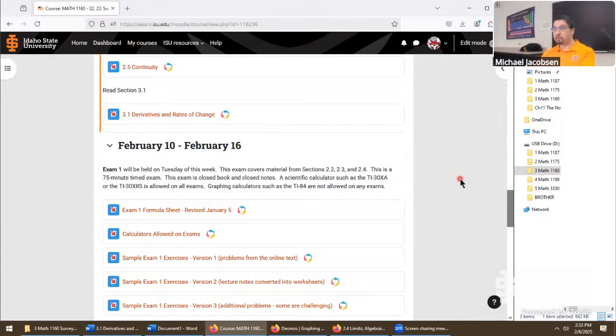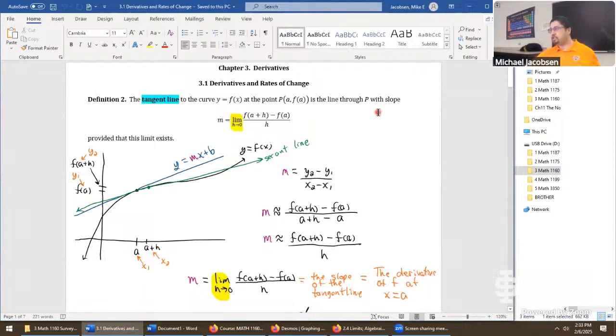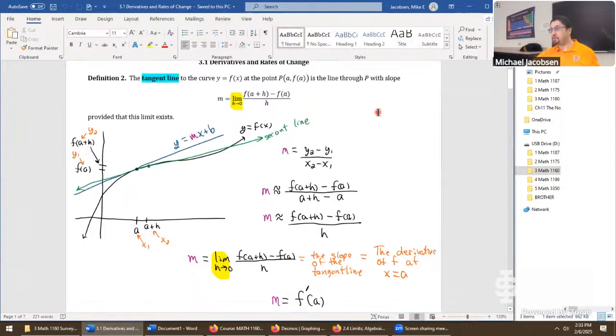Okay, well, let's begin where we left off. We're in section 3.1. And this is the diagram that we produced to just get a feel for what you even mean when you say the derivative of a function.